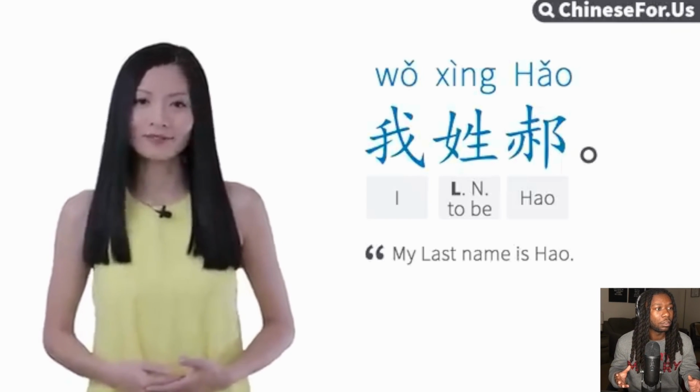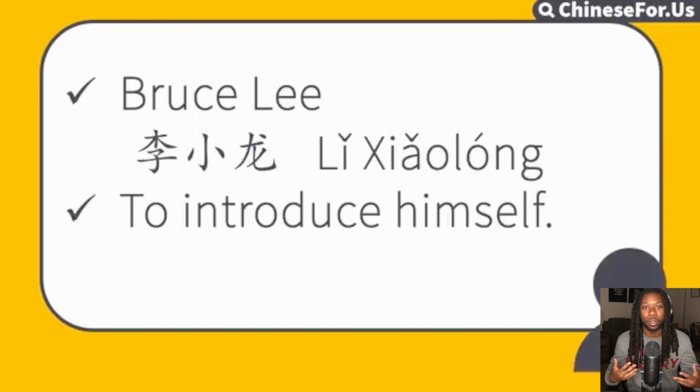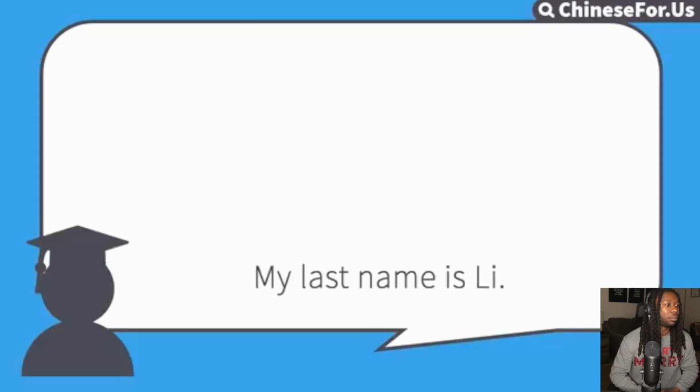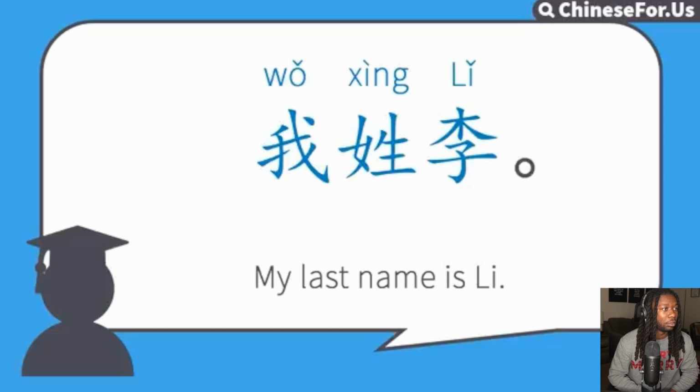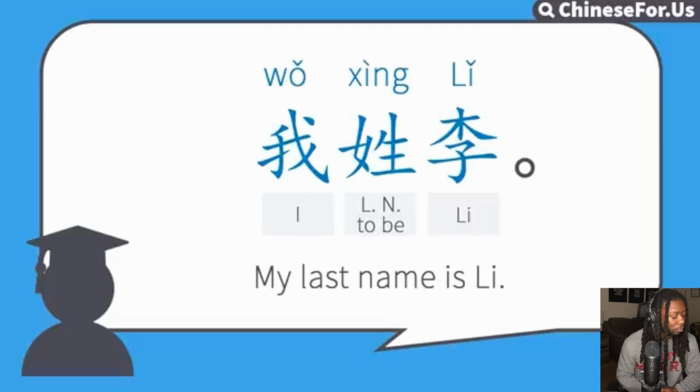My last name is 郝. And if Bruce Lee wants to introduce his last name, what would he say? 我姓李. 我姓, last name to be 李. 我姓李. My last name is Li.